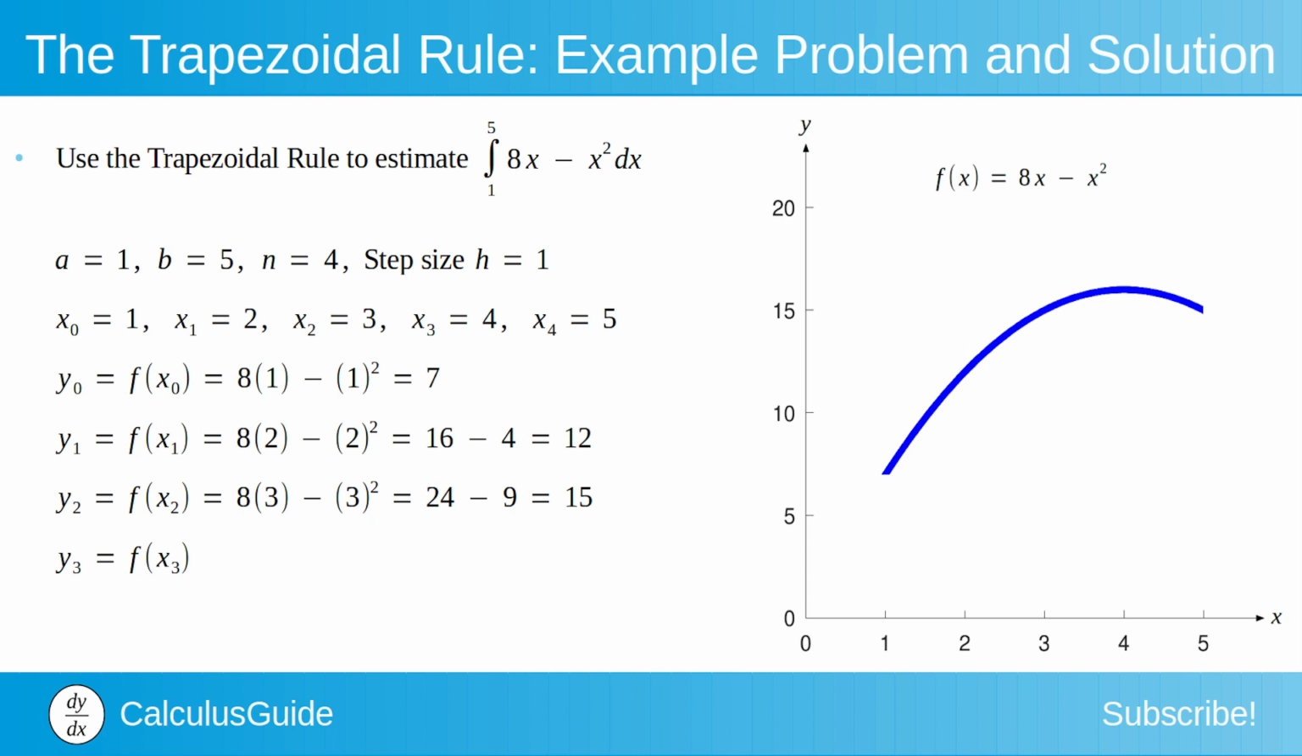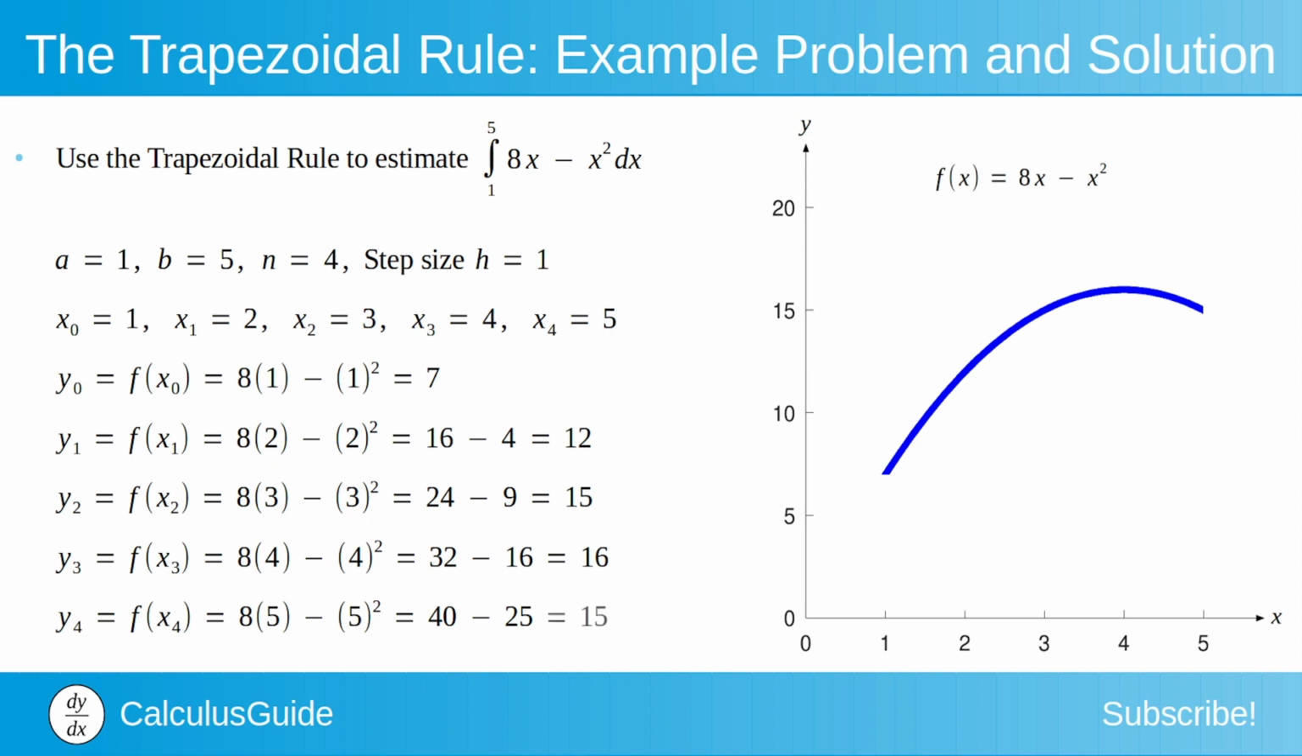y3 is equal to f of x3, which is equal to 8 multiplied by 4 minus 4 squared, which is equal to 32 minus 16, which is equal to 16. And y4 is equal to f of x4, which is equal to 8 multiplied by 5 minus 5 squared, which is equal to 40 minus 25, which is equal to 15.